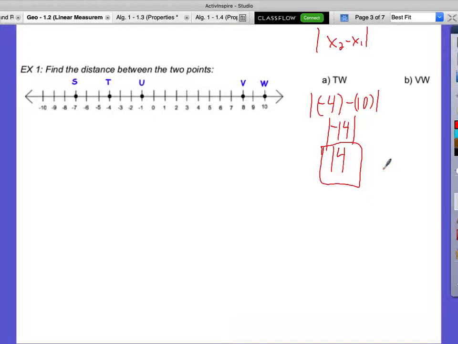Now, could you also go on here and count? Sure. Could we have done 10 minus negative 4? Yes. We can switch around the points, remember? Okay. I want you guys to do B, okay? BW. You guys have to write that down. You can write it right below it or to the side or underneath the number line somewhere. I want you guys to do B, okay? Justin, you got it?